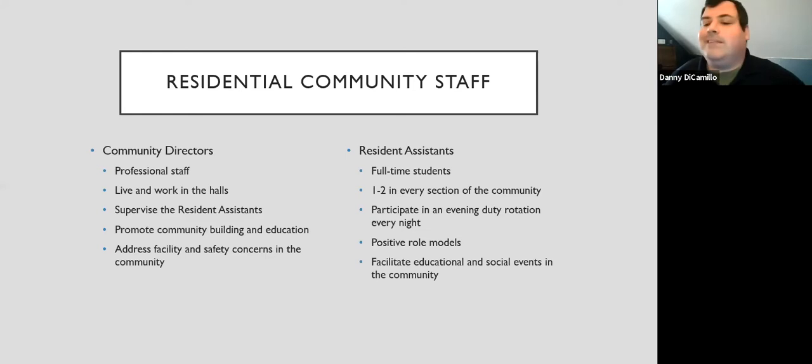And then we have our resident assistants. They are full-time students. There can be 1 to 2 in every subsection of the community. They participate in an evening duty rotation every evening. They are our positive role models for the building. We expect that our RAs are not only strong students, but they are following the rules, and they may actually enforce our rules when there's violations that occur. And they are facilitating educational and social events in the community.